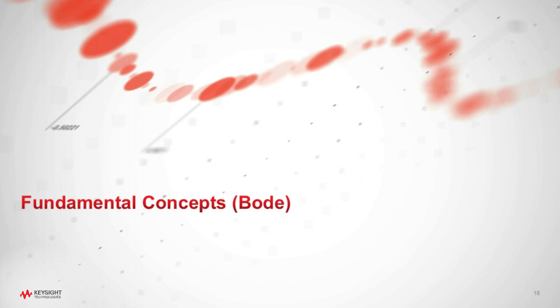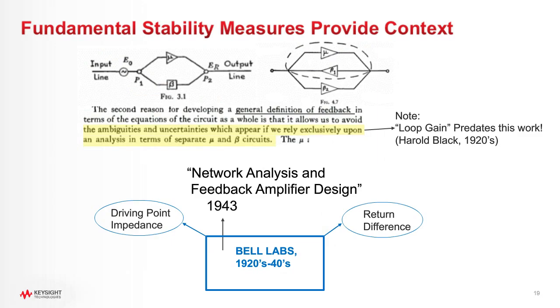So when we search for a rigorous technique to look at stability, ultimately you come back to Heinrich Bode's work from the 1940s. And so I boiled this whole tangled web back to these two fundamental concepts. What's interesting about the book, I highly recommend reading this book, Network Analysis and Feedback Amplifier Design. It's still totally readable and relevant today.